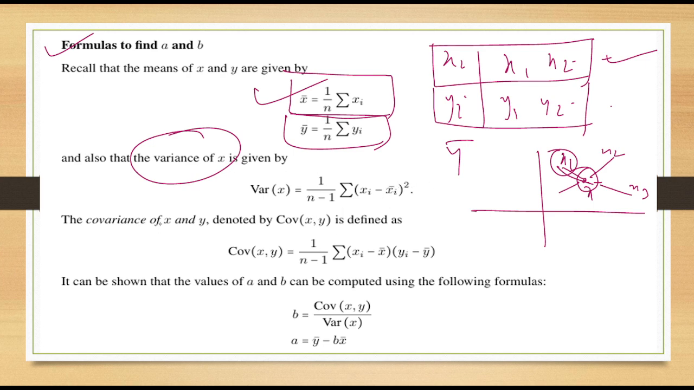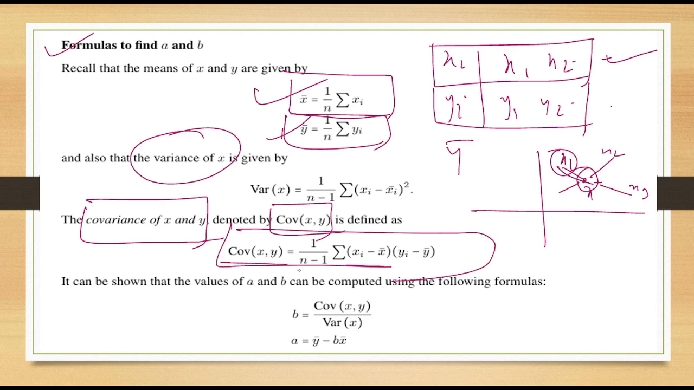Further, we will also find the covariance. Covariance of x and y means the relation between x and y, and it is denoted by covariance of x comma y. It is defined as covariance of x comma y equals 1 upon n minus 1 summation of xi minus x bar, and similarly for the output, yi minus y bar. So this is the formula for the covariance of x comma y. To find a and b, as we said, we use this formula: b equals covariance of x comma y upon variance of x.